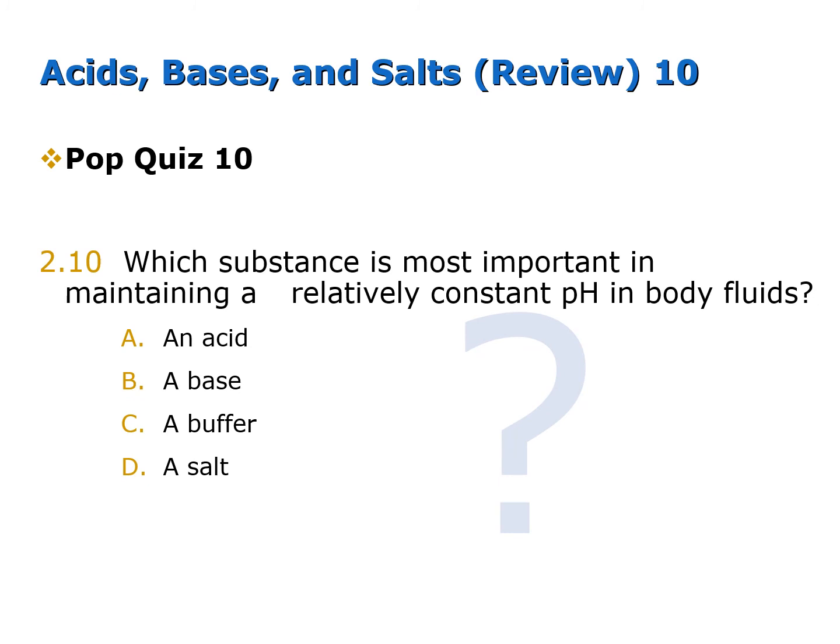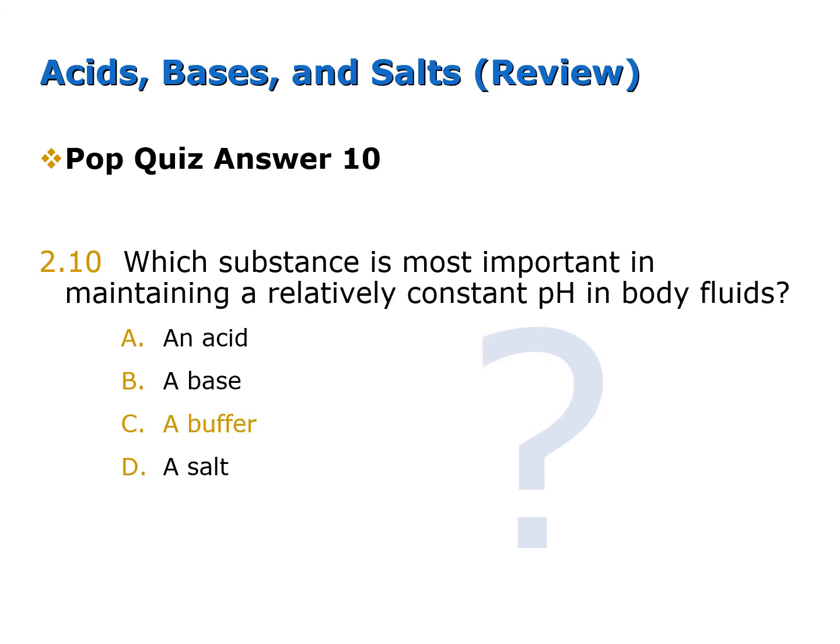Question number 10. Which substance is most important in maintaining a relatively constant pH in body fluids? A, an acid, B, a base, C, a buffer, or D, a salt? The most important substance involved in maintaining a relatively constant pH in the body fluids is called the buffer. If you remember, the buffer can act either as an acid or as a base to counterbalance an increased alkalinity or an increased acidity in the body.